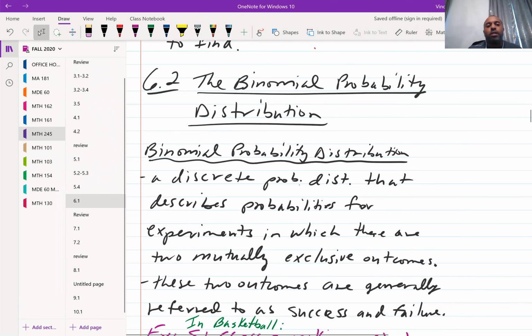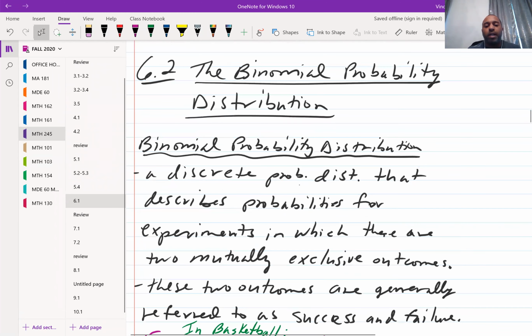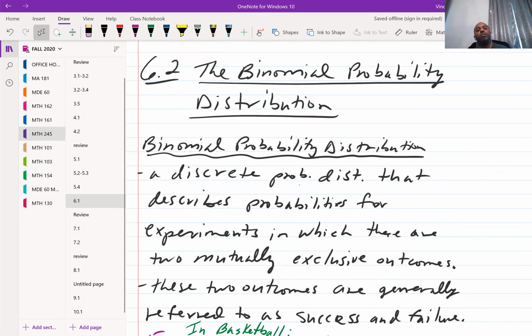All right, let's look at 6.2. Remember, chapter 6 is only 2 sections, 6.1 and 6.2. So we have the binomial probability distribution. The binomial probability distribution is a discrete probability distribution that describes probabilities for experiments in which there are two mutually exclusive outcomes.